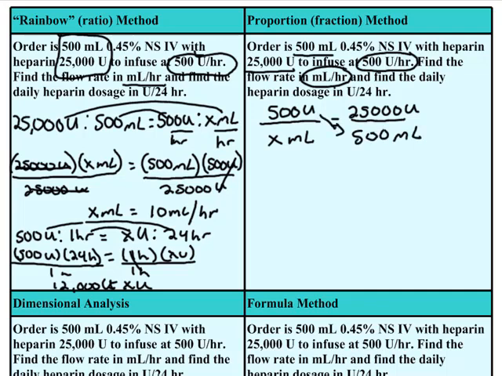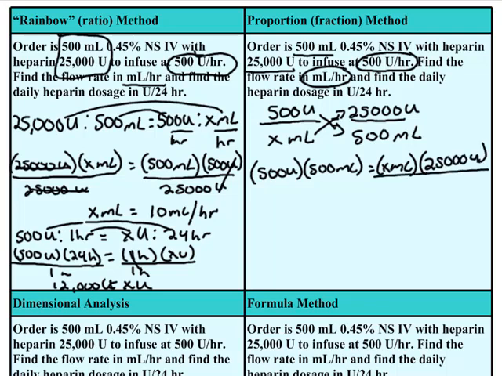We then will cross-multiply to solve for our X. 500 units times 500 milliliters will give me X milliliters times 25,000 units. We then will divide both sides by the 25,000. And in doing so, we will find that our X milliliters is equal to 10 milliliters. Again, this is still per hour because we never changed the time period we were talking about.